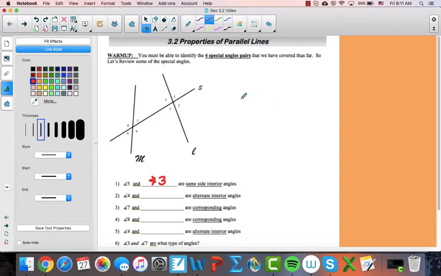Everyone. So today we're going to be talking about the properties of parallel lines. Last night I asked you to do the warm up. So let's just check that you got your answers right based on what we were learning in class yesterday.